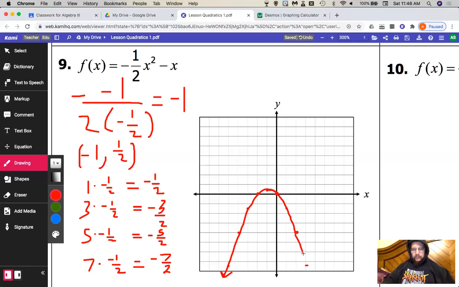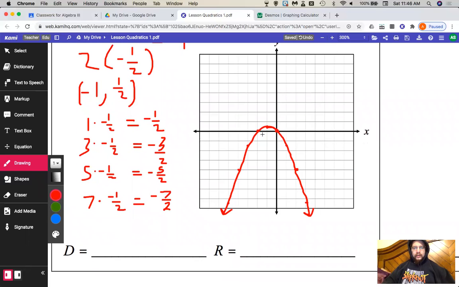There we go. Domain, all the numbers. Range, negative infinity all the way up to positive 1/2. Notice we have a maximum point here, so we're starting at negative infinity. We're going to end at this guy right here. We're always going to include that.